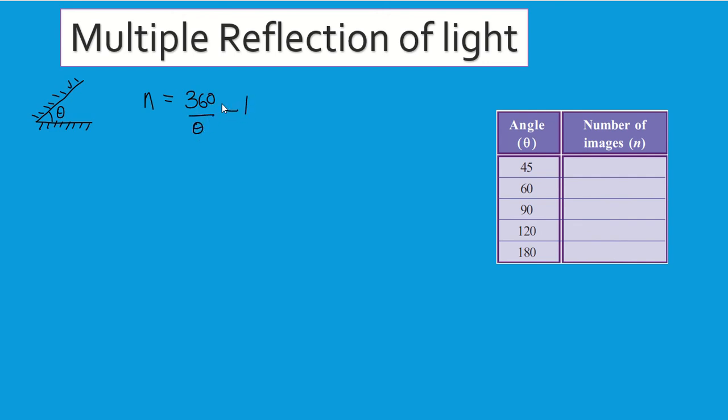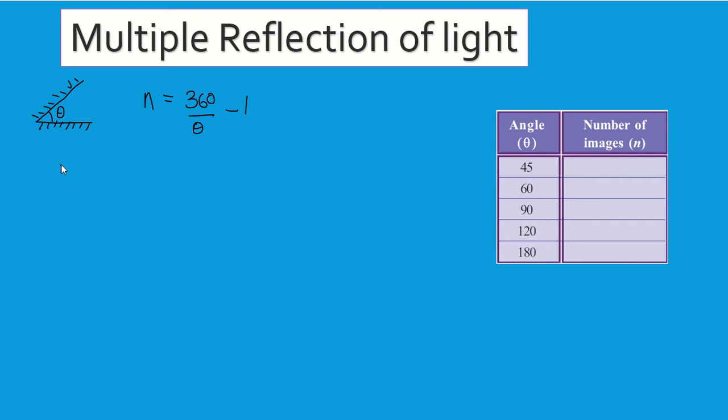This is the formula we have to use to calculate the number of images formed due to multiple reflection of light. So learn the formula. It is 360 divided by theta minus 1. So n means the number of images formed. Theta is the angle between the plane mirrors. So now let's start solving these questions.